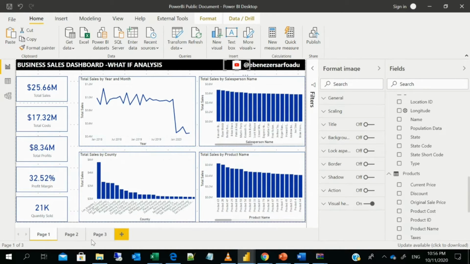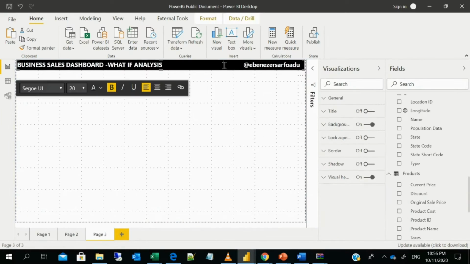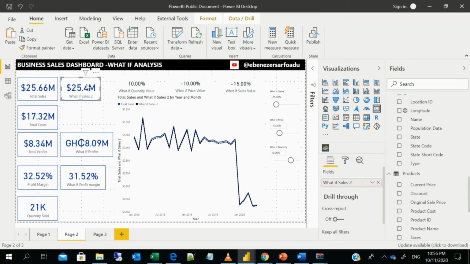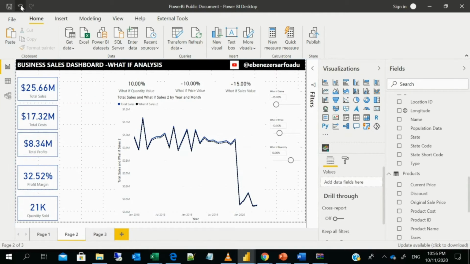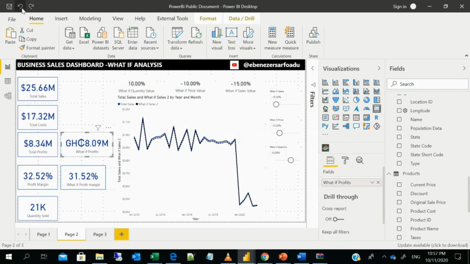So for instance, you are in a very competitive market and people actually respond to... okay, let me just do this. Let me delete this, that, and that. Oh, okay. Let me bring them back. So this is a what if analysis. What we're looking at is sales and what if sales. What we have here is what if quantity value, the quantities and the value.